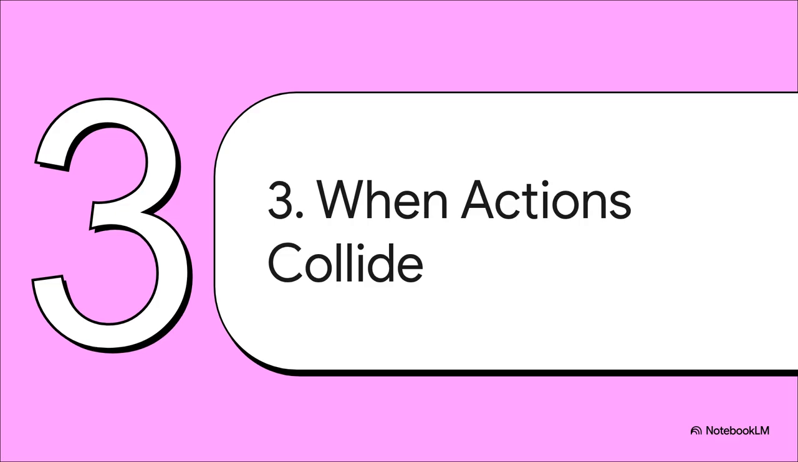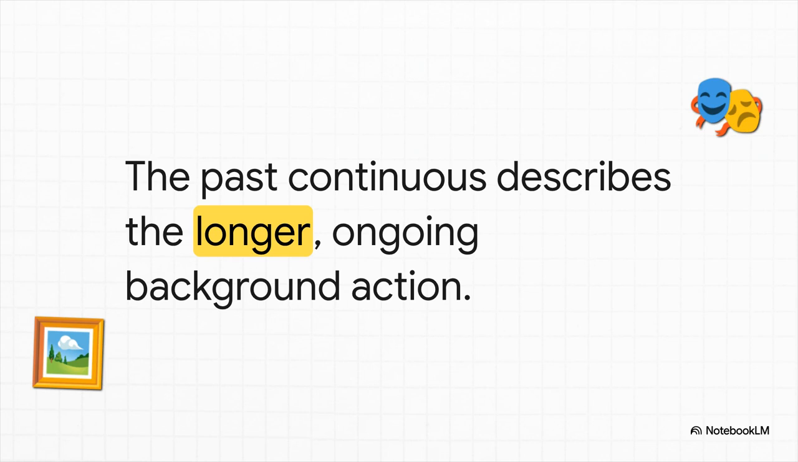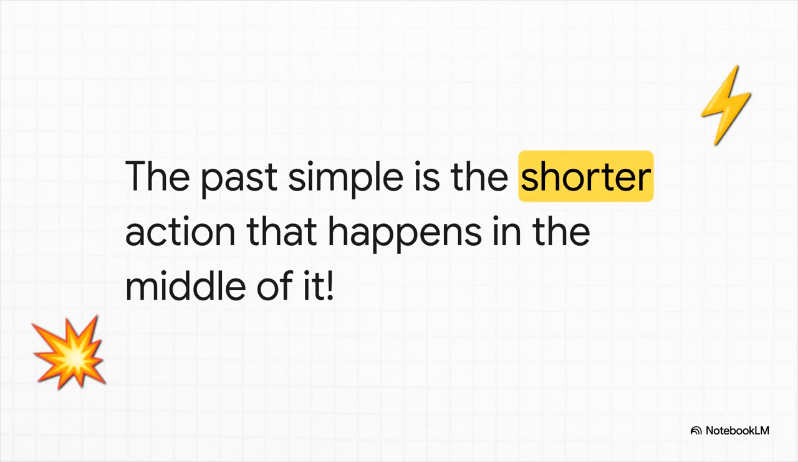Okay, this is where it gets really fun. Let's see how these two tenses actually team up in the same sentence. This is section 3, when actions collide. I want you to think of the past continuous as the background artist. It's painting the scene, describing the longer, ongoing situation. It's basically setting the stage for what's about to happen. And then bam, the past simple comes in. It's that shorter, faster action that happens right in the middle of everything, and it often just interrupts the flow.